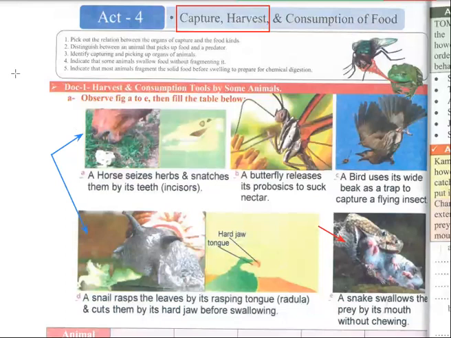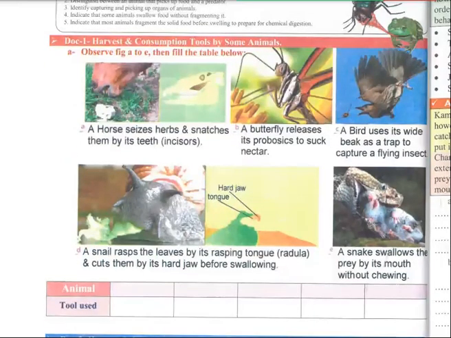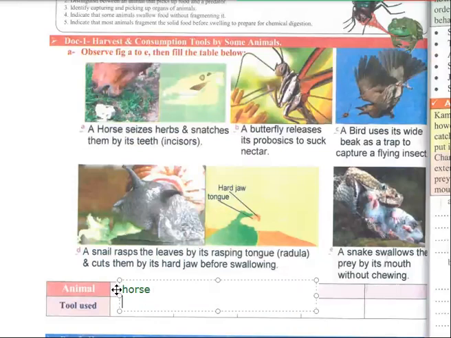Let's look at document A, which shows how different animals use different ways to harvest and to consume their food. In this question, we have to fill in the table. In the table, they are asking us to give the name of the animal and the tool used. Let's start with the first one, with the horse. The horse seizes herbs and snatches them by its teeth. So I would put the name of the animal right here, a horse, and to consume its food, a horse uses its teeth.